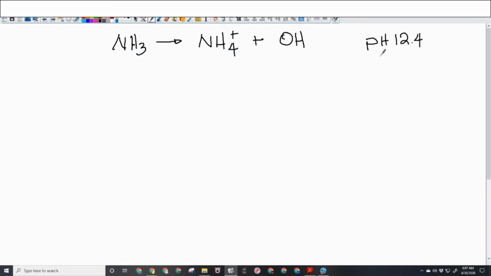All right. Now, this is 12.4 pH. Remember from pH we can get the concentration of hydrogen. But in order to get a concentration of hydroxide, we have to have pOH. And also remember that pH plus pOH is equal to 14. So to get the pOH, I have to subtract 12.4 from 14. And when I do that, I get 1.6.